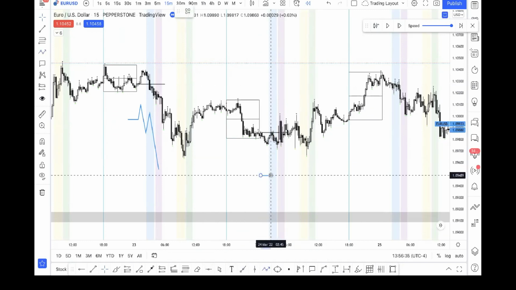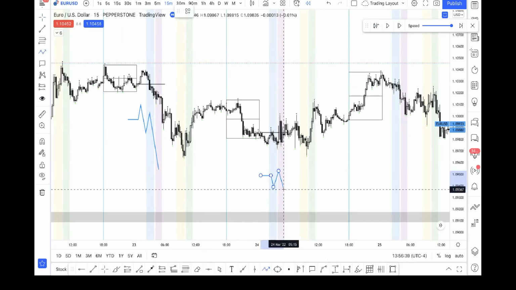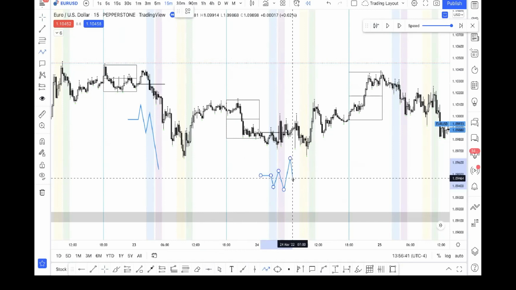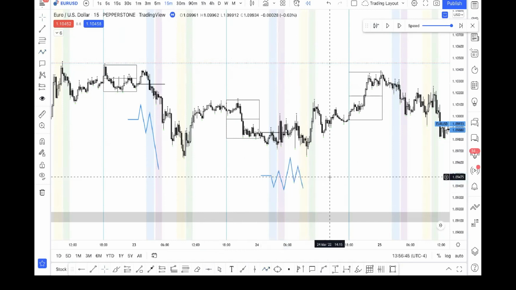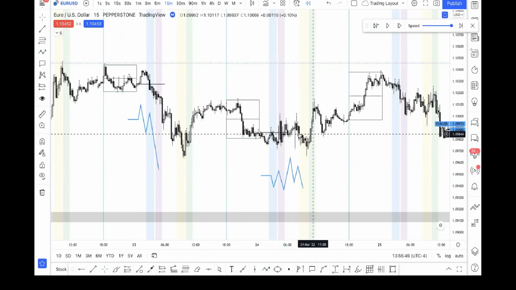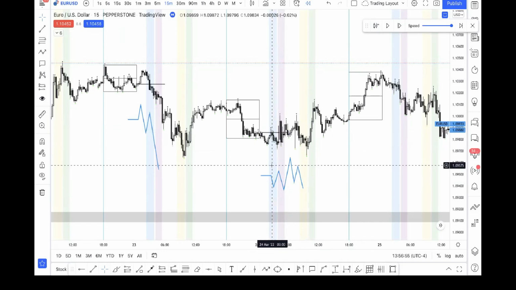Opening price, down, up, down, up, down, up, down. What's this? Looks to be like a seek and destroy type of scenario, right? Taking stops here, taking stops here, taking stops there. No, not there. Over here, taking stops here, taking stops here, taking stops here. It looks to be a seek and destroy profile.